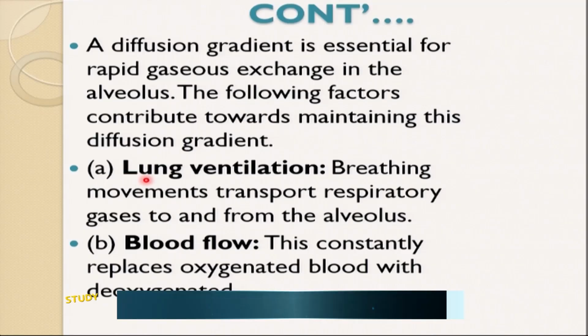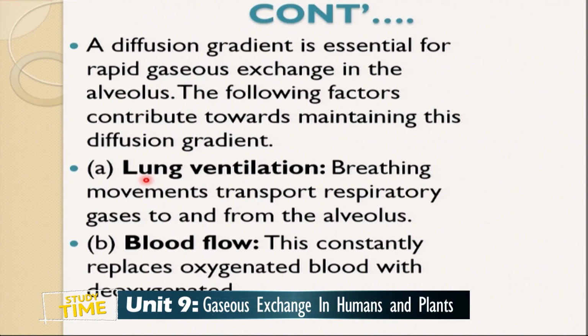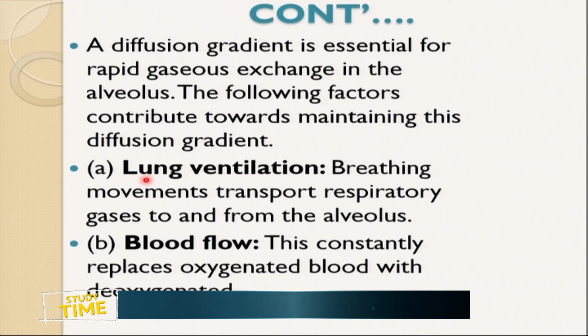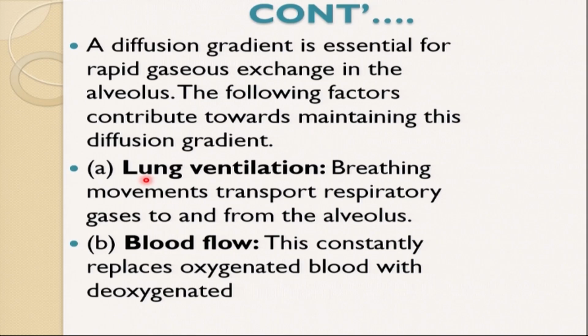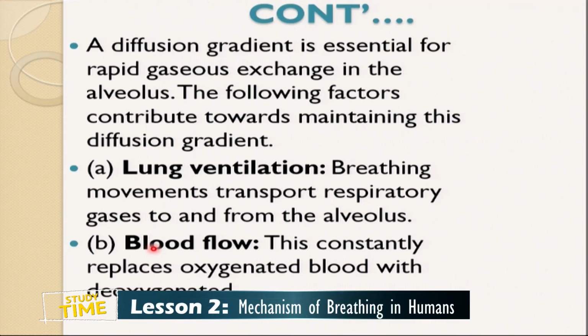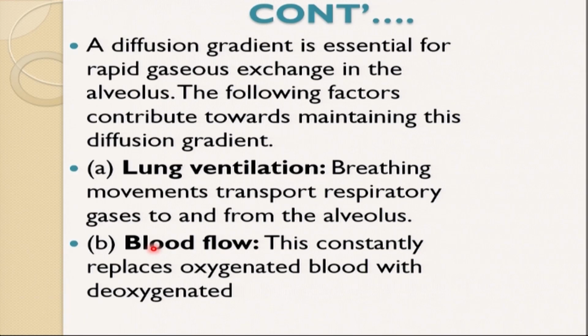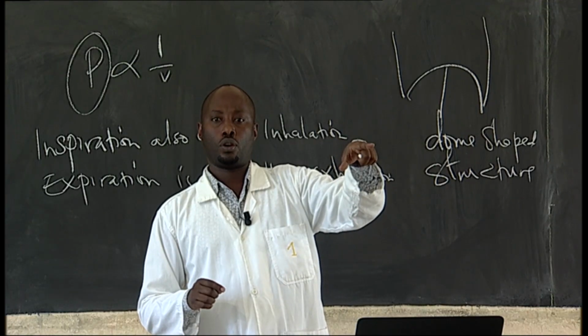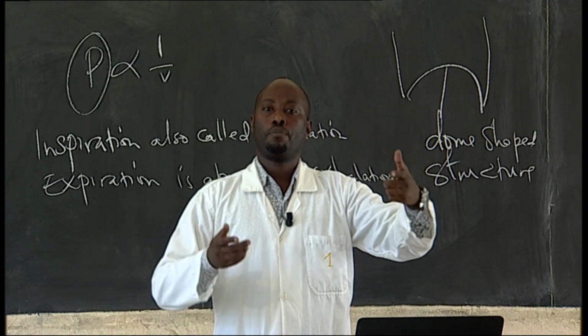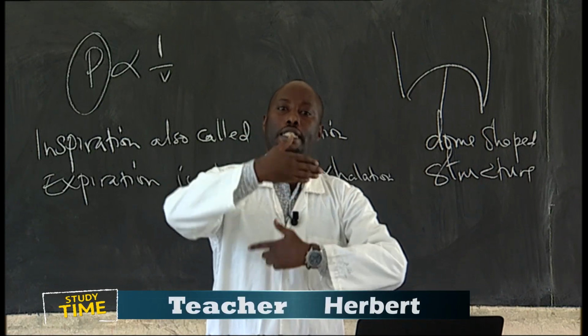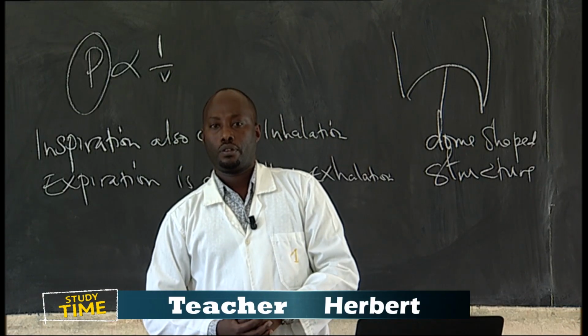Number one is lung ventilation. Breathing movements transport respiratory gases to and from the alveoli, because carbon dioxide must leave the blood capillary and oxygen must enter. Number two, the blood flow. This constantly replaces oxygenated blood with deoxygenated blood. As we have seen in the diagram of gaseous exchange in the alveolus, oxygenated blood must be replacing deoxygenated blood in the blood capillaries.